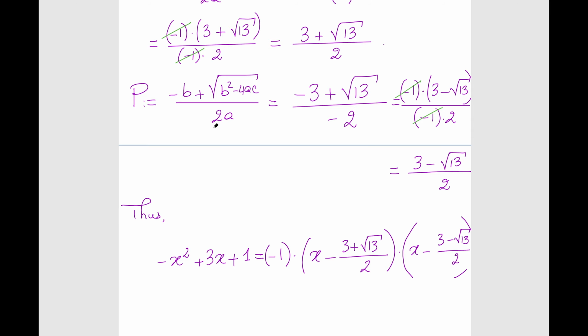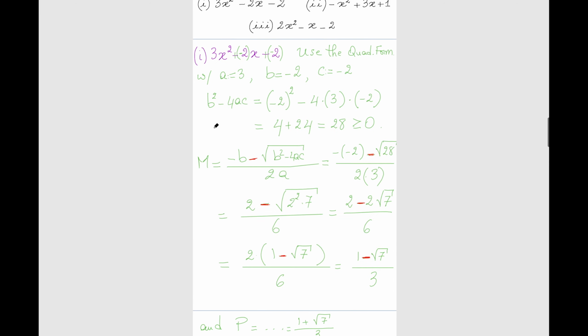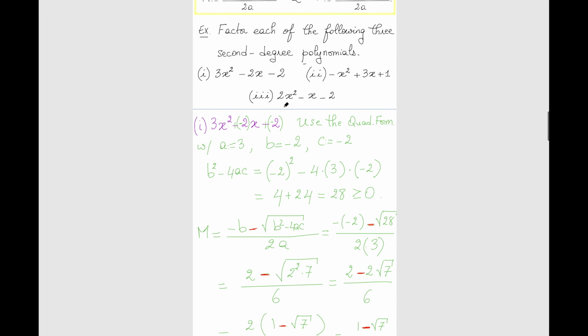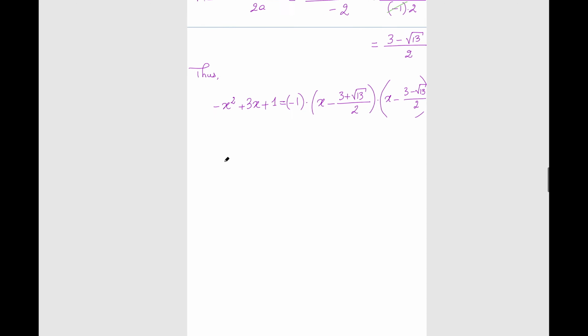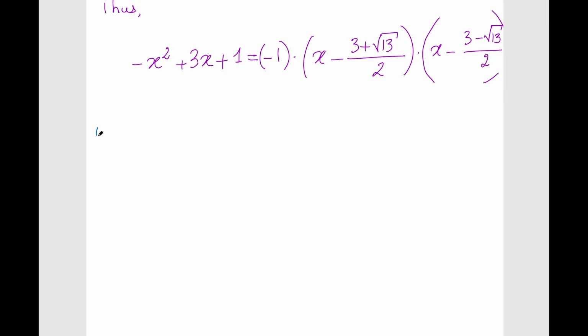Right? Let's move on to the last second degree polynomial that I still need to factor, 2x squared minus x minus 2. So part 3, 2x squared minus x minus 2. All right, so one more time. Who's a? The coefficient of x squared is 2 in my case. b is the coefficient of x. Well, the coefficient of x is negative 1, right?